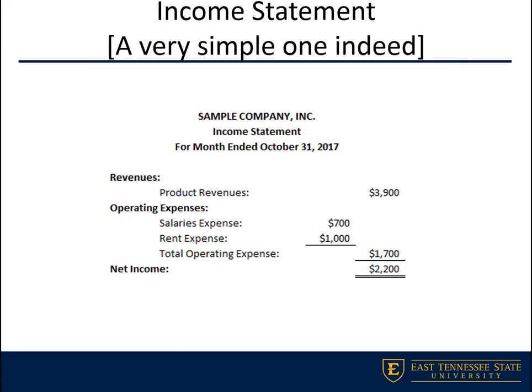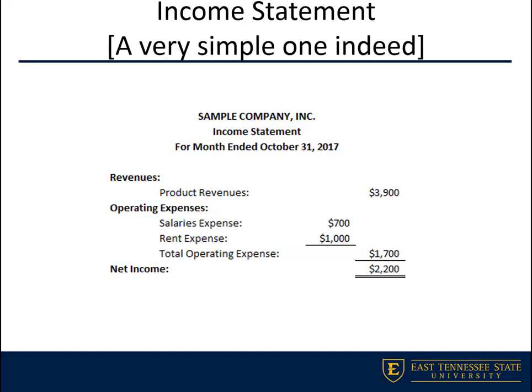So here's a very basic and simple example of an income statement. You're going to see we have a couple of different categories broken out: revenues, operating expenses, and net income. Under revenues, of course, we have all the money we're bringing in, which in this example is $3,900. And then our operating expenses, everything related to the operations of the business. This is things like rent and your salary, and in this case, it adds up to $1,700.